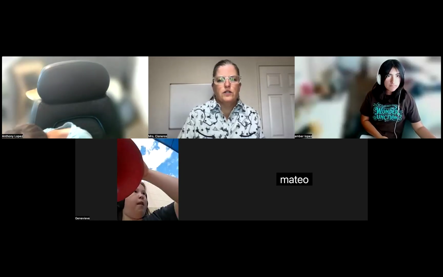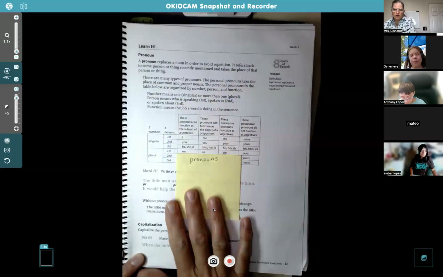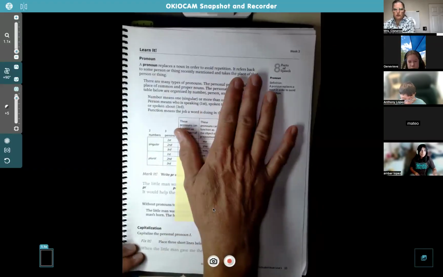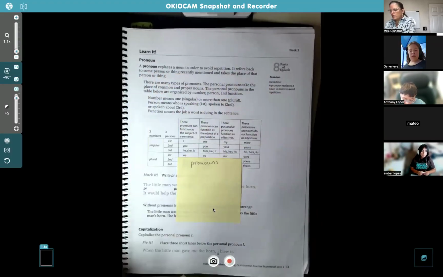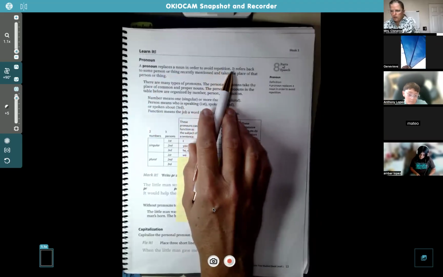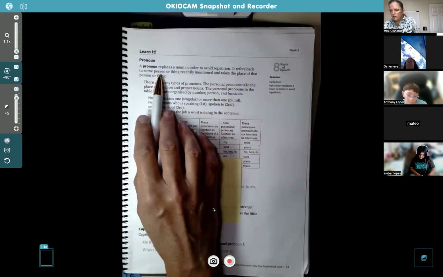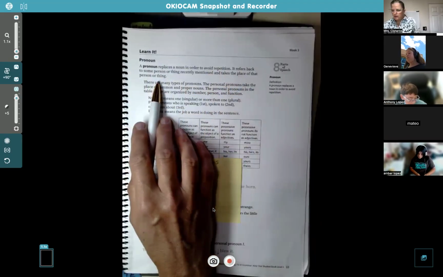All right, we're on page 13 and we just put a little post-it note, got it ready. And now I'm just going to move that down for a second and I'm going to look at this page with you. It says pronoun. It replaces a noun in order to avoid repetition. That means if it repeats the same word too many times. It refers back to some person or thing recently mentioned and takes the place of that person or thing.